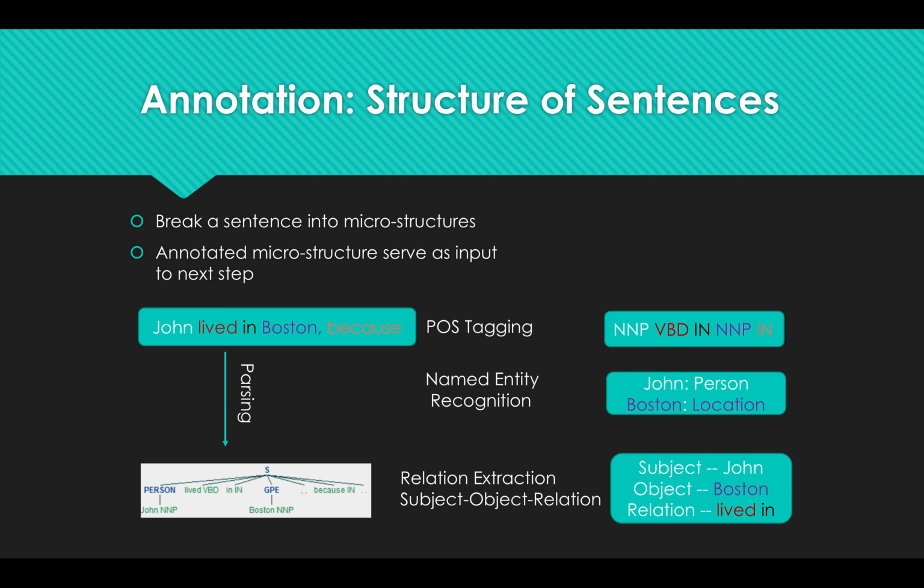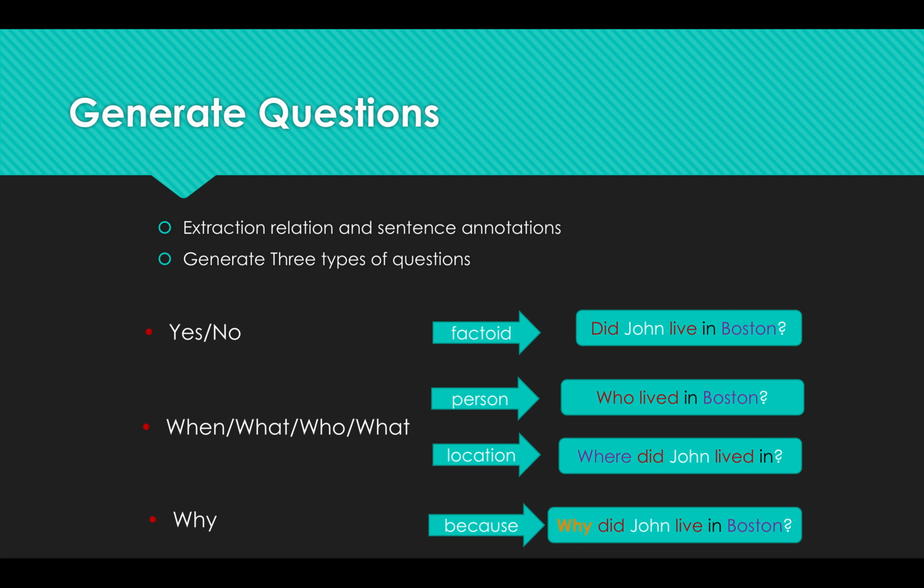So first we have "John lived in Boston", for which we have the POS tagging and parsing trees. And then we have the final relation tuple stored in our database. And then we have the questions we can generate. We use the relation extracted to generate questions of three types. First is factual questions. Then there are WH questions, which are when, what, who, where, and why.